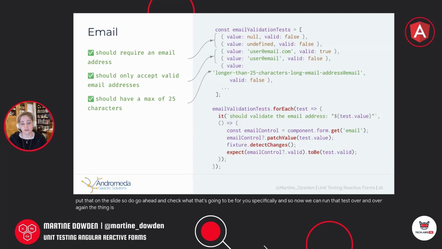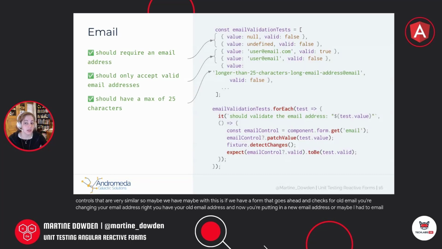The thing is, we can also extrapolate that one step further. We can even do that for each of our controls, right? So if we have controls that are very similar, say a form that checks for an old email, where you're changing your email address, you have your old email address and now you're putting in a new email address, so maybe you had 2 email fields, then you could definitely loop that inside of Control A and Control B, right?